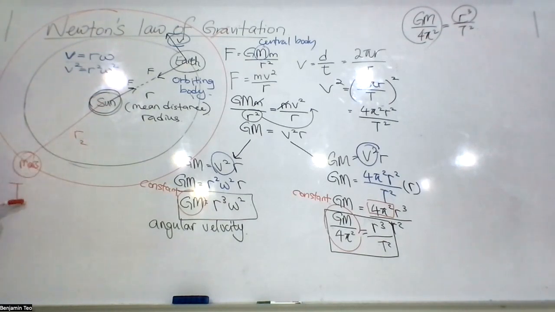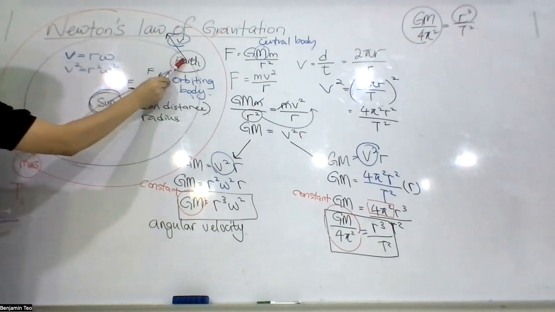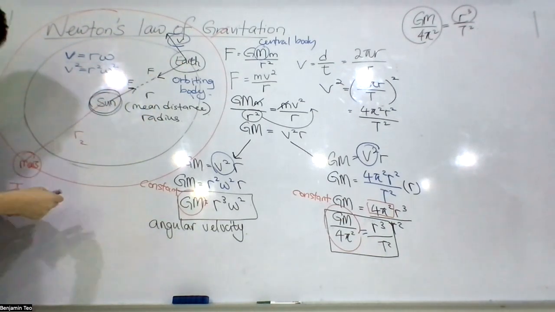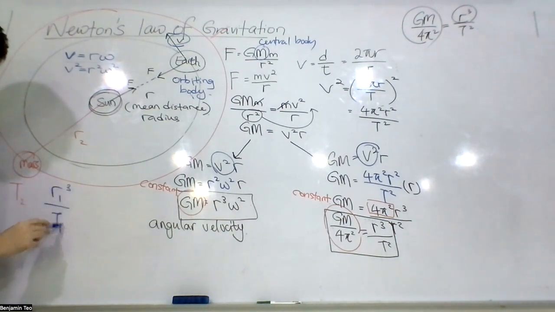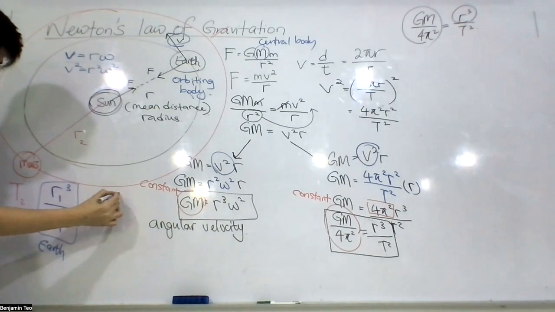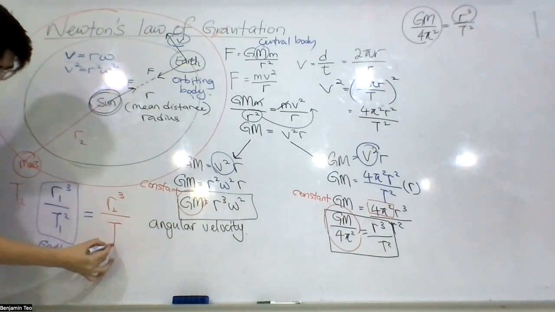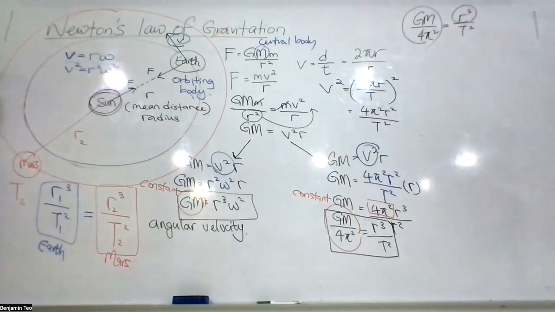This one, you cube, divide by the square of this, is equal to this one, you cube, divided by the period of the Earth squared. So I will write R1 cubed over T1 squared. This is for the Earth, right? Is equal to R2 cubed over T2 squared. This is for Mars. They are the same. Surprisingly, they are the same.